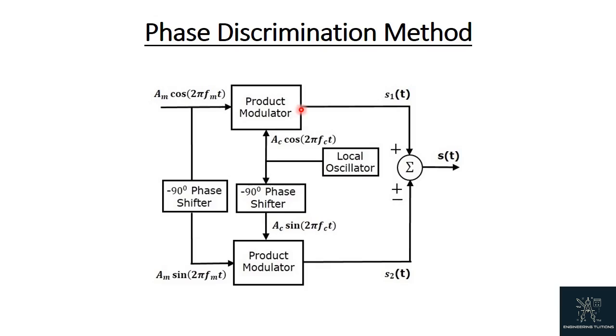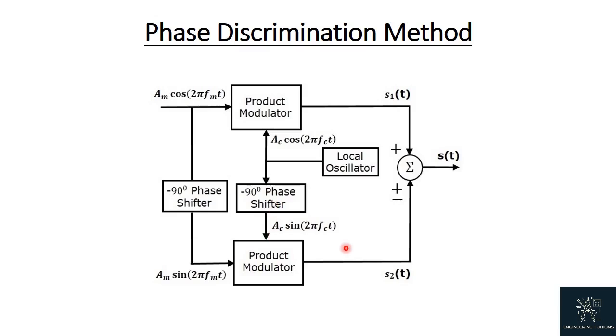The output of upper product modulator is s1(t), which is equal to Am Ac cos 2πfmt into cos 2πfct. The modulating signal Am cos 2πfmt and the carrier signal Ac cos 2πfct are phase shifted by -90° before applying as the input to the lower product modulator. So the lower product modulator produces an output which is the product of these two inputs. The output of lower product modulator is s2(t) equal to Am Ac cos(2πfmt - 90°) cos(2πfct - 90°).